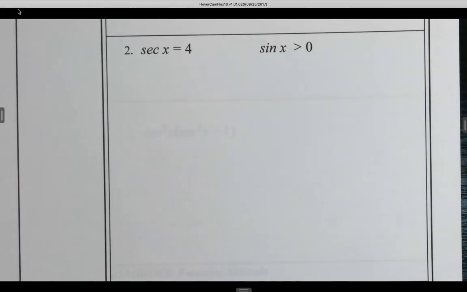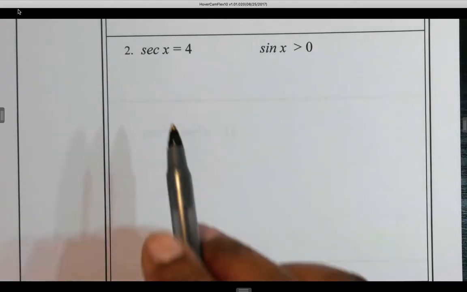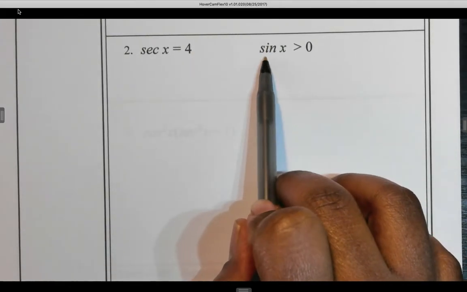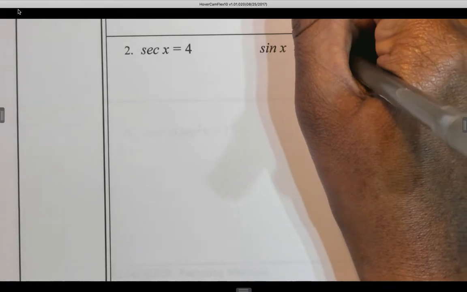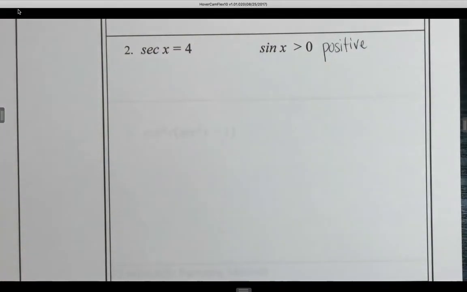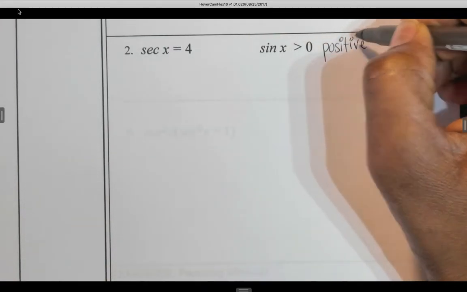Let's try another example. So in this case, we're given secant x equals 4. Okay, and we're also told that sine is greater than 0, so sine is positive. It doesn't give me a value for sine, but at least I know it's positive, so it gives me a little location I can look for.